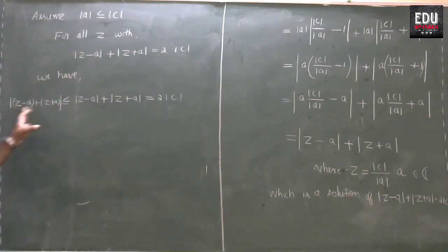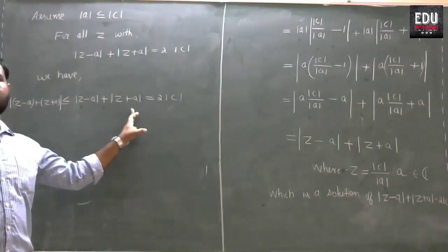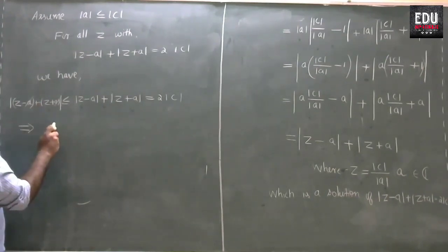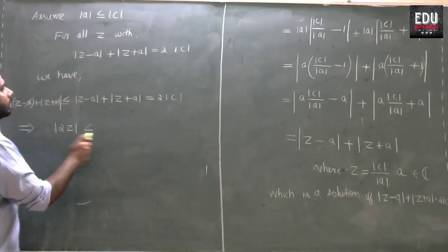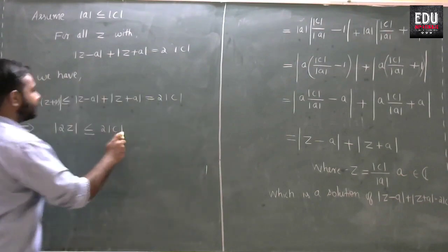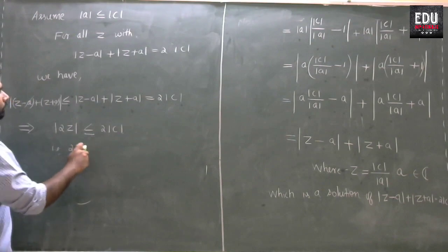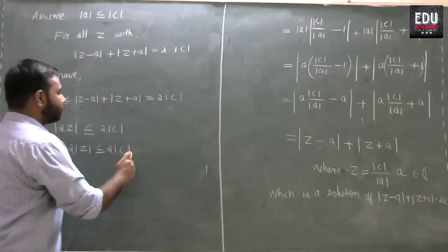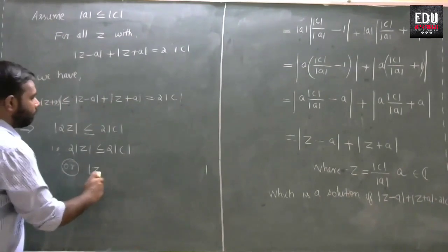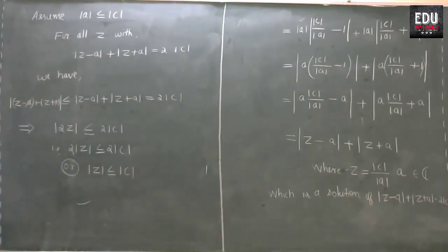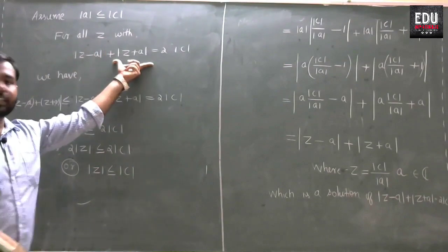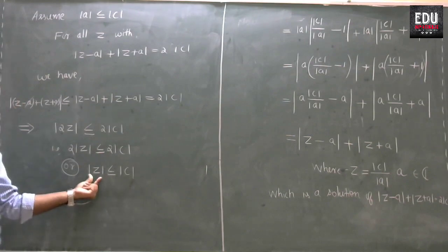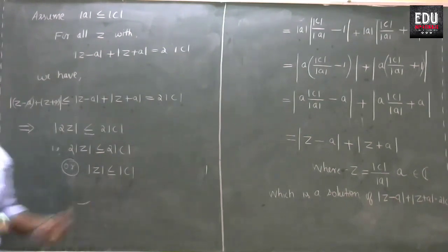So it is of the form |a + b| ≤ |a| + |b|. So that implies −a plus a gets cancelled. So it is |2z| ≤ 2|c|, that is 2|z| ≤ 2|c|, because |2| is 2 itself, or equivalently |z| ≤ |c|. So what that means, for all z satisfying this equation, |z| has to be less than or equal to |c|. That means |z| cannot exceed the value |c|.